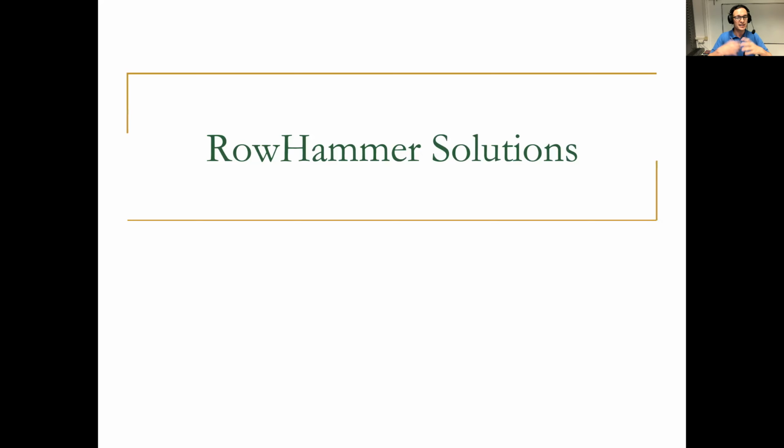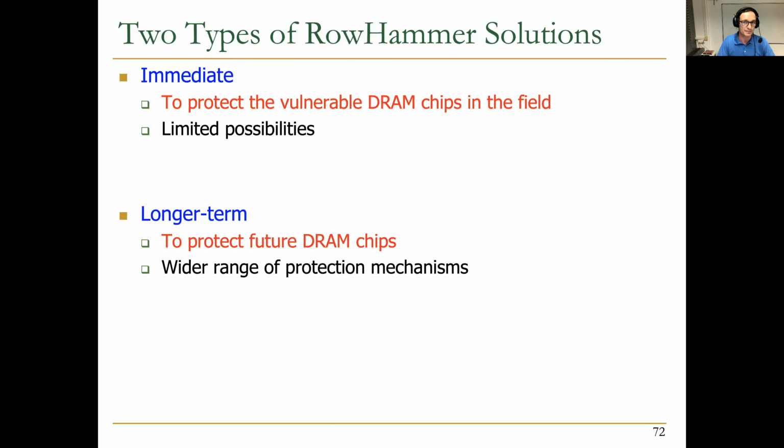Before I go into these recent studies, let's talk about RowHammer solutions. Basically, if you discover a vulnerability like this, there are two solutions that you need to think about. One is immediate: how do you protect the vulnerable DRAM chips that are out in the field that people are using? Clearly, there are limited possibilities here because there is not enough configurability and patchability in the hardware that we have today. Certainly not in DRAM and very little in memory controllers. But longer-term solutions can be more aggressive. They can protect future DRAM chips with a wider range of protection mechanisms.